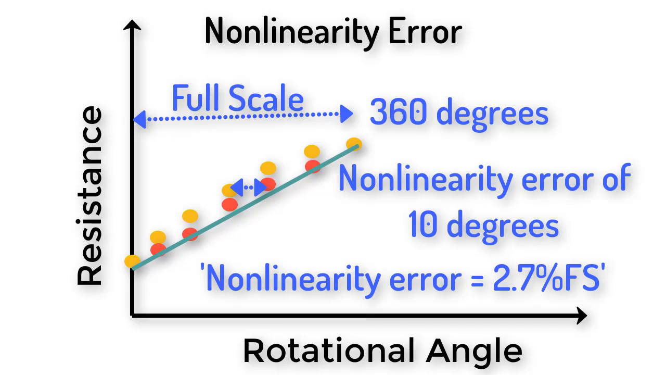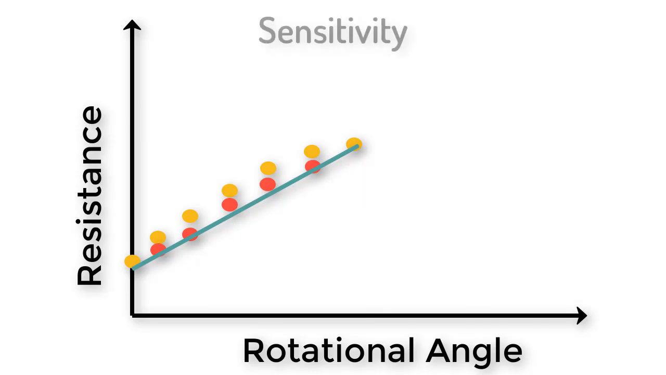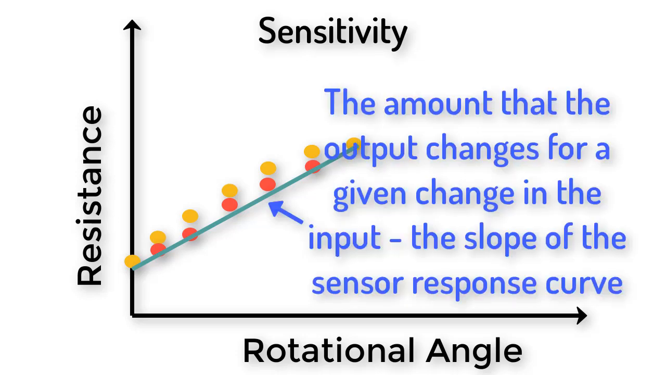The concept of nonlinearity error is very much related to our next property in the list, sensitivity. Sensor sensitivity is the amount of change in the output that results from a particular change in the input. Since the output is on the y-axis and the input is on the x-axis, you might recognize sensitivity as being similar to the slope of the sensor response curve, and that is correct, since the slope of a line or curve is the rise over the run. The sensitivity of a sensor is the same thing as the slope of the sensor response curve.